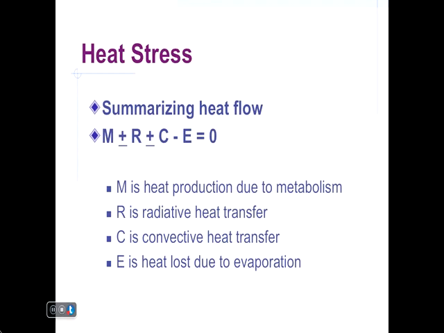But radiative and convective heat transfer, radiative from a solar body to yourself, convective from the surrounding environment directly to yourself, the air, are going to be a contribution to how much additional heat stress is on the body. And E is evaporation. Heat is always lost due to evaporation, so E is always negative. So again, the heat flow equation is M plus or minus R plus or minus C minus E is equal to 0, where M is the heat production due to metabolism, R is radiative heat transfer, C is convective heat transfer, and E is heat lost due to evaporation.